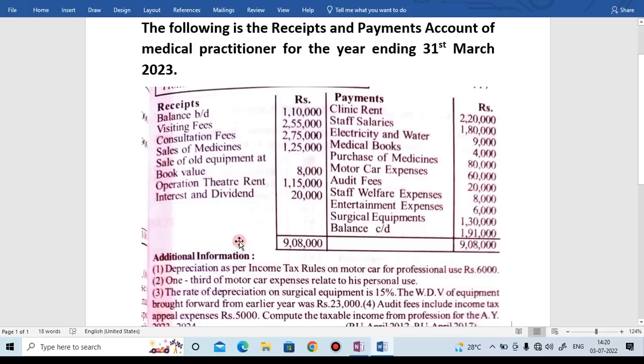In today's session, let us solve one example of income from profession. So this is the example on the screen of income from profession.